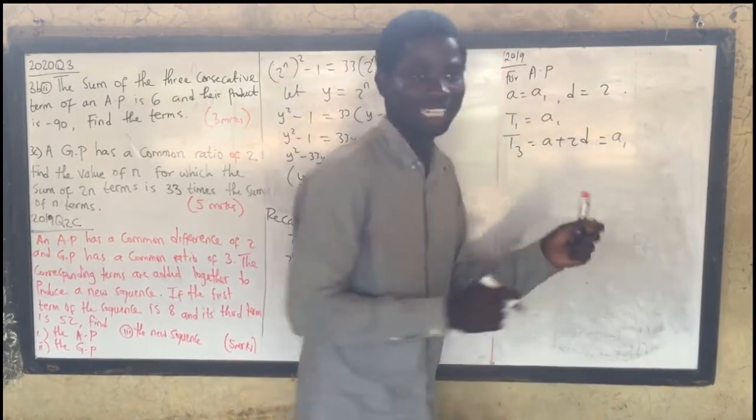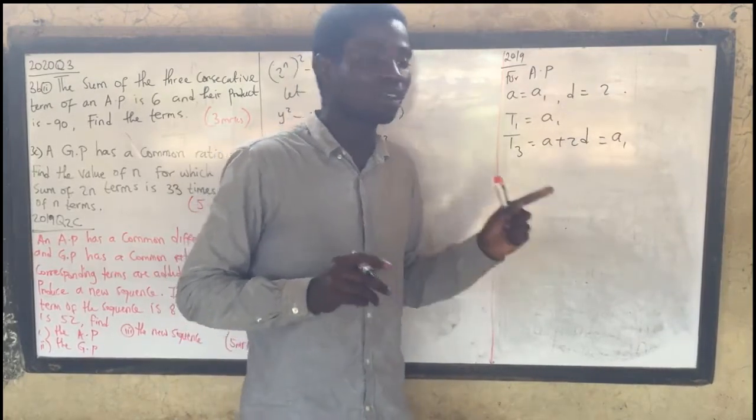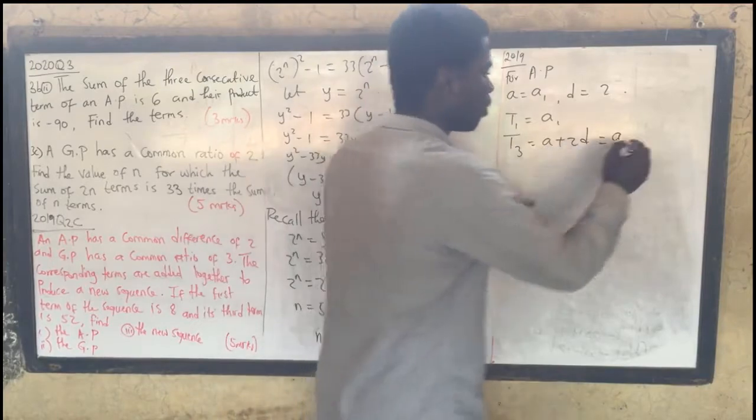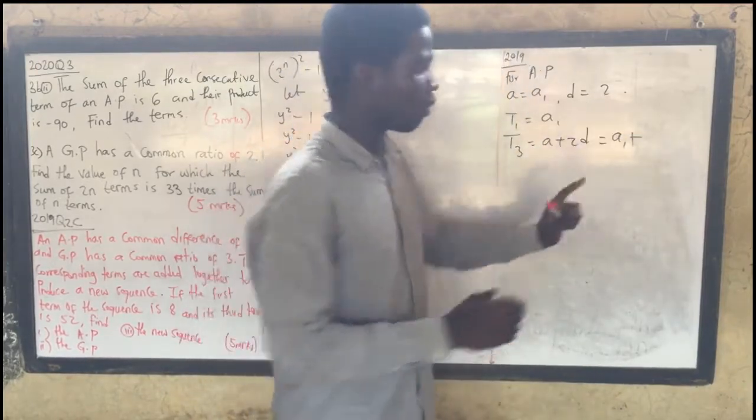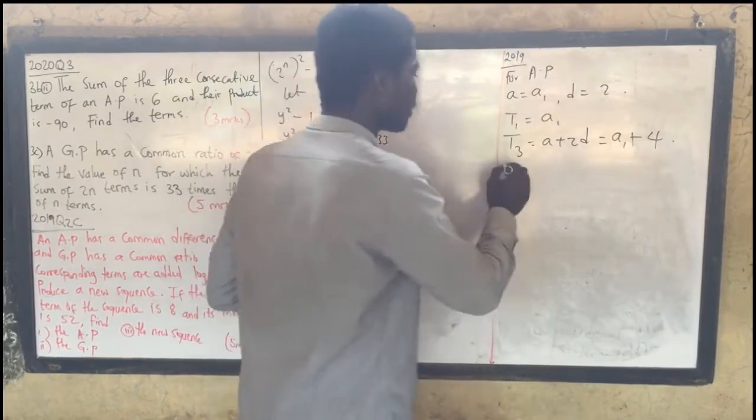Why am I calling it A1? So that I will differentiate it from the first term of the GP. Do you understand? I will call the first term of the GP A2. So A1 plus 2 times 2, that's 4. So that's the third term. So leave that one. Now for the GP.